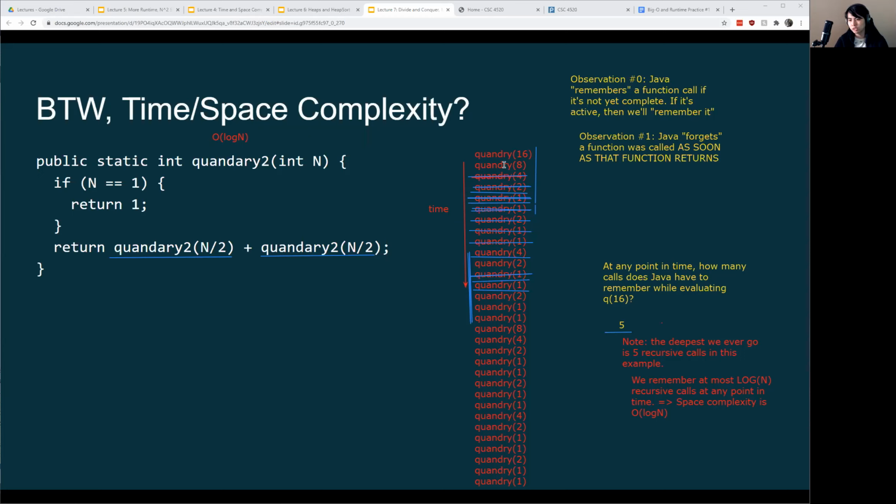This 5 looks very similar because we're just keeping track of the number of recursive calls we make. Log of the initial number just gives us the answer of how deep we ever go. And then the time complexity we already said before was O of n, where n is the initial argument in here.